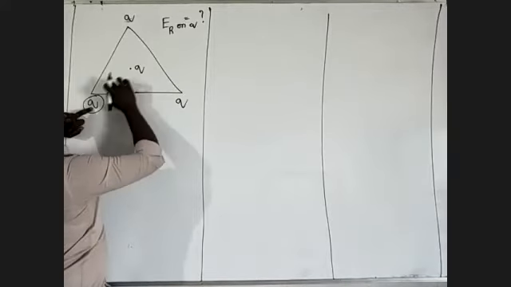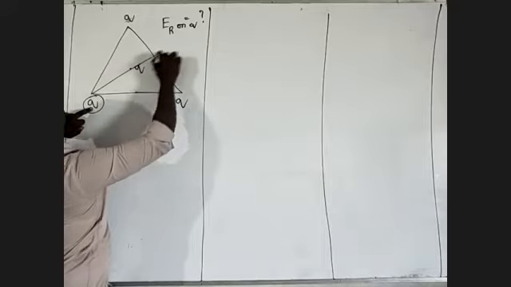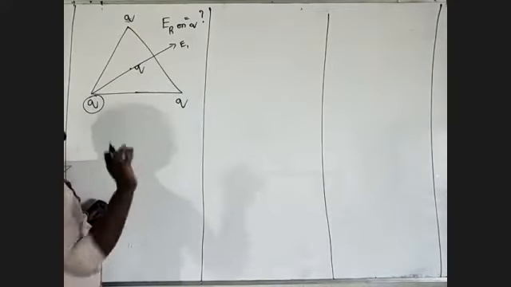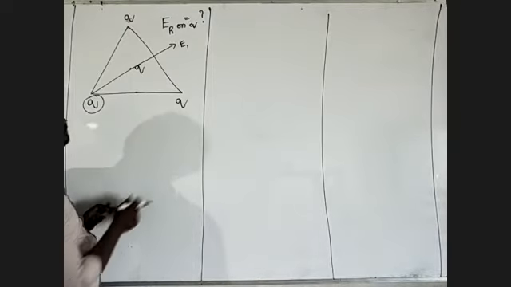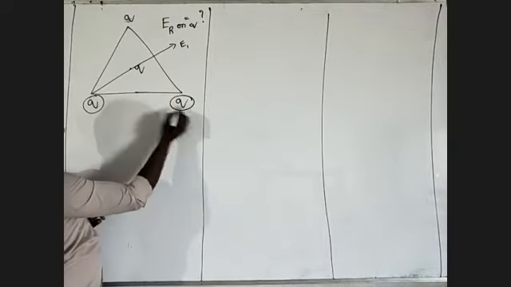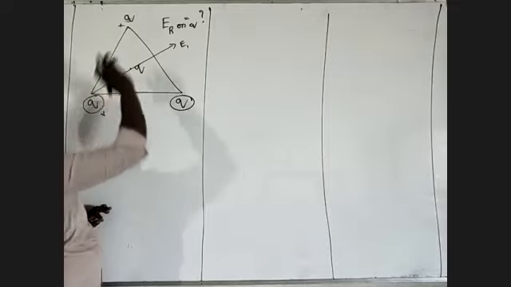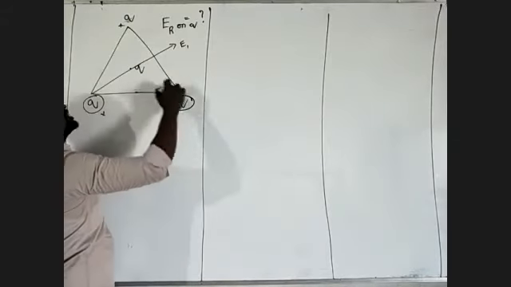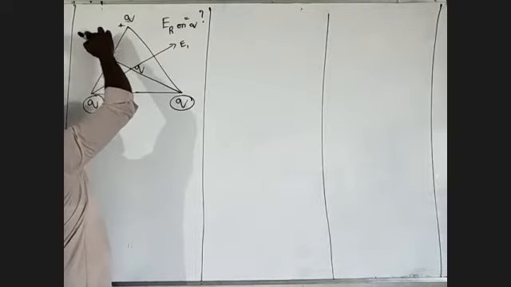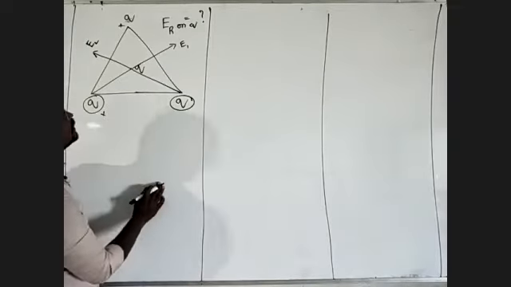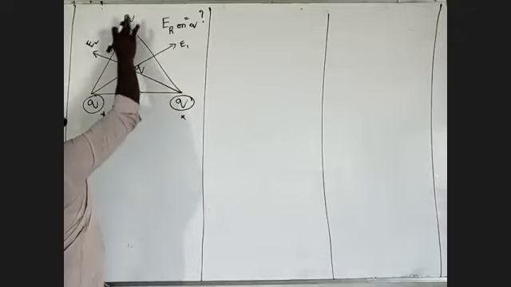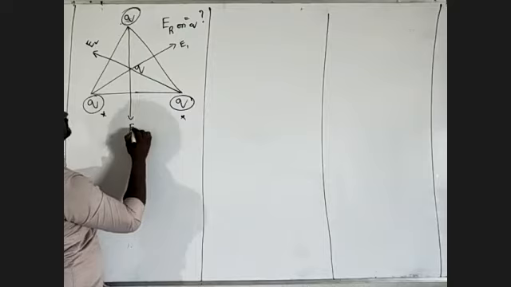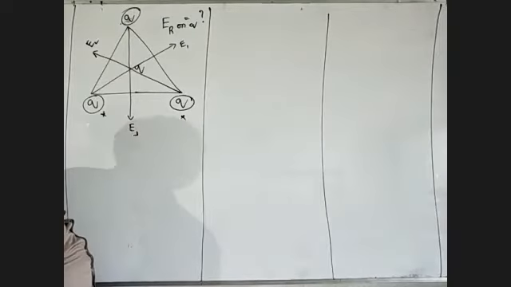This positive charge will repel the charge in this direction. This is what we call E1. This charge and this charge are opposite. Now this charge will repel the charge in this direction. We call this E2. Now this charge and this charge are opposite. This charge repels the charge in the downward direction. That is E3.